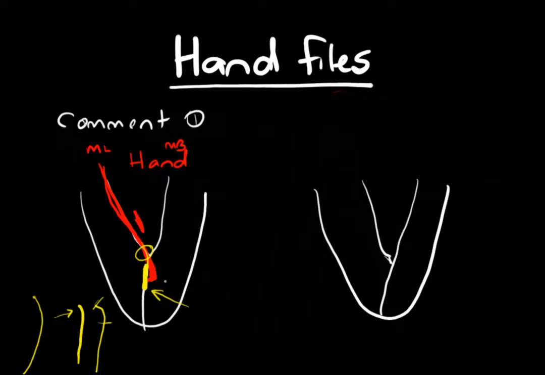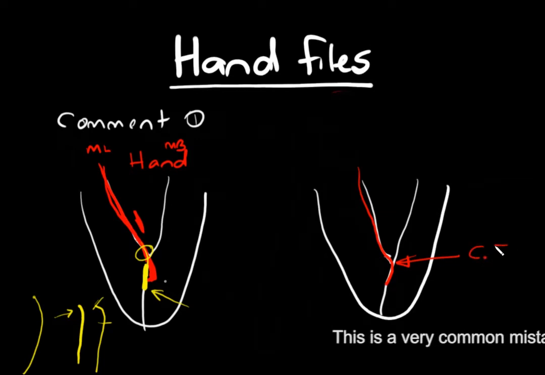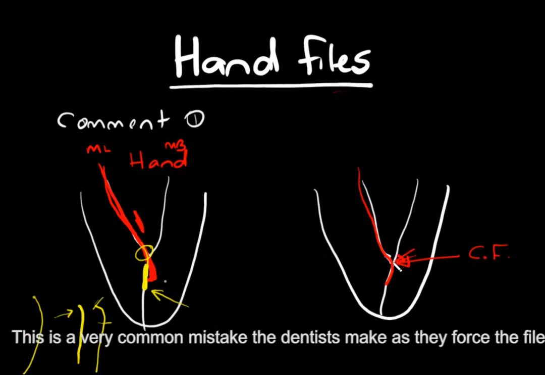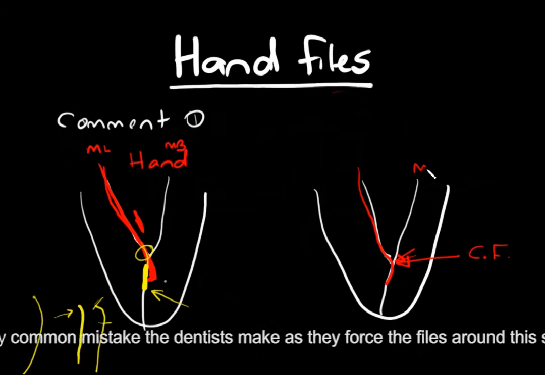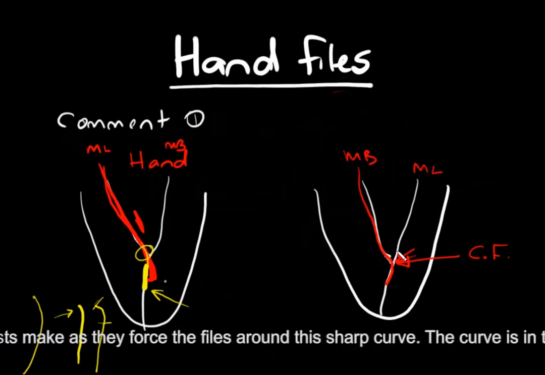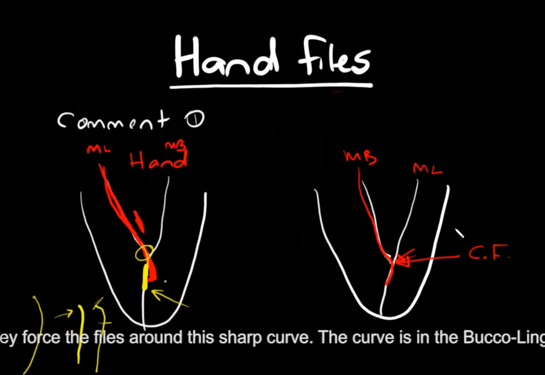Then come back to red. If you try to negotiate this with a rotary file, the rotary file will quickly sneak around there. In this area you'll have cyclic fatigue. I'll just put C, cyclic fatigue, and this file will break right here at the junction between the mesiolingual and the mesiobuccal canal in this root.